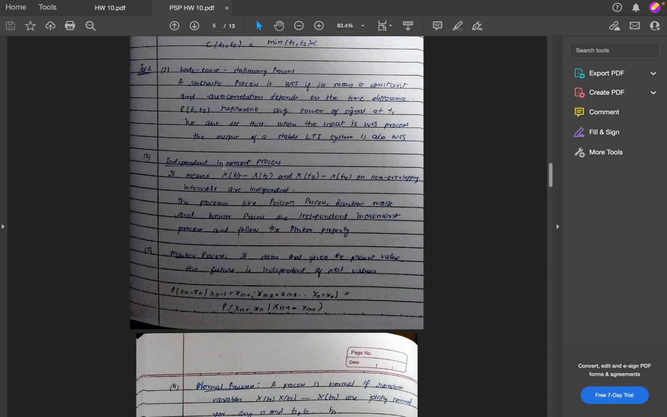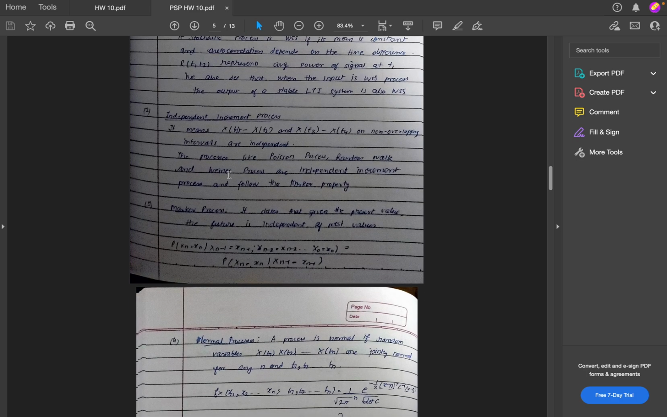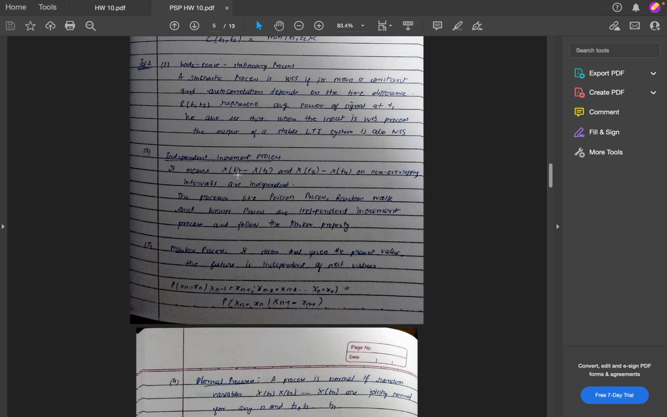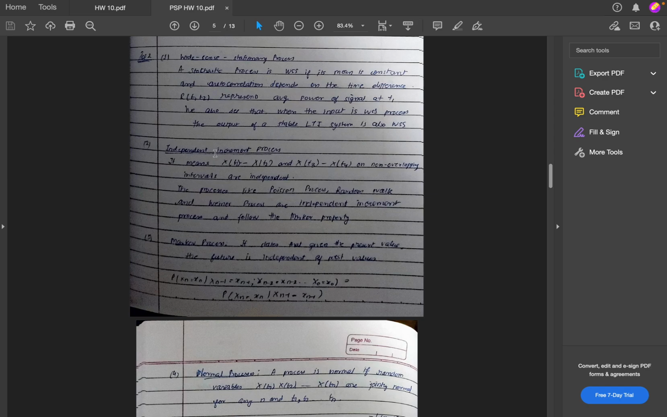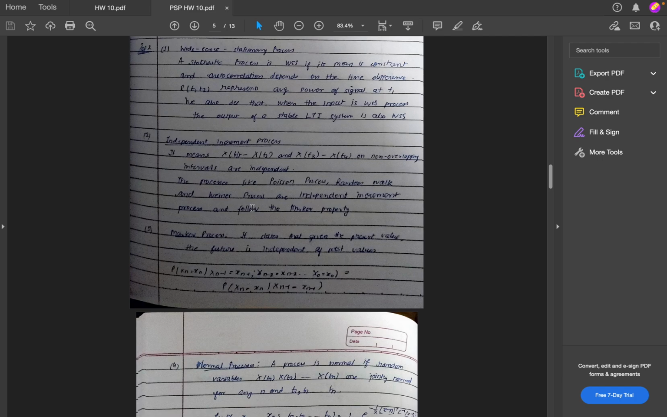Now moving on to independent increment process. What it means is that X(t1) minus X(t2) and X(t3) minus X(t4) on non-overlapping intervals are independent. Processes like the Poisson process, random walk, and Wiener process, which we discussed in question 1, are independent increment processes, and they follow the Markov property.